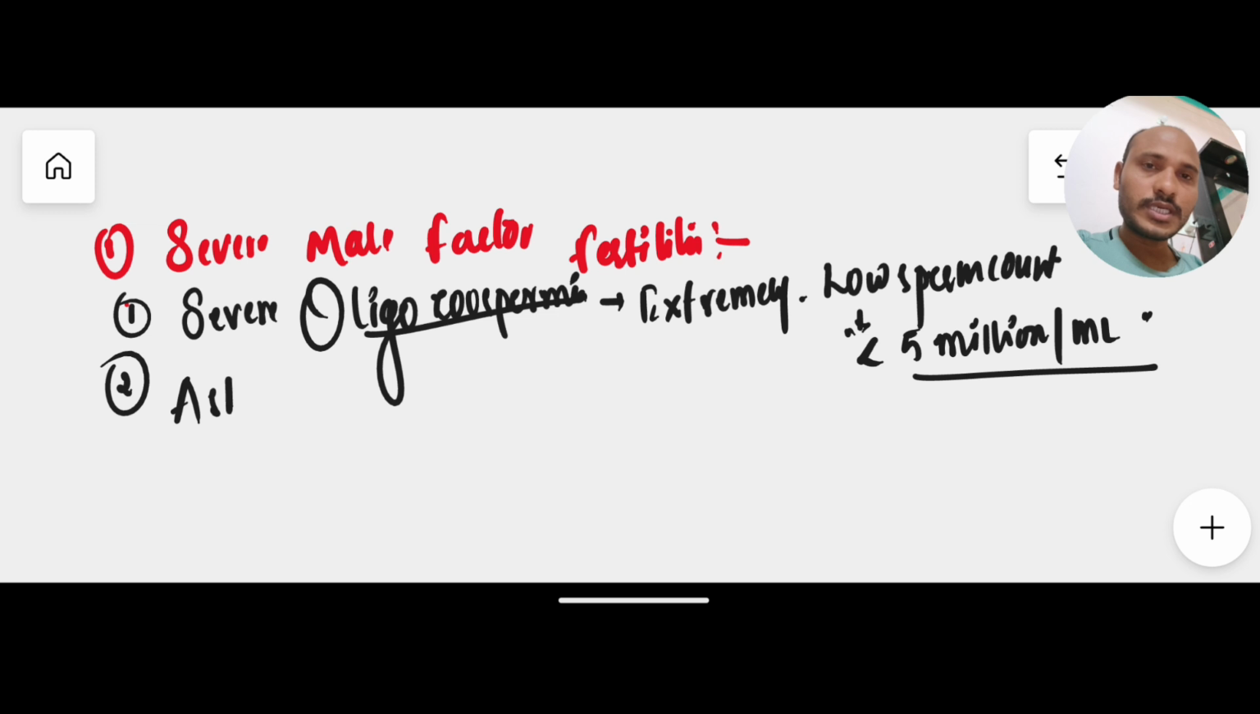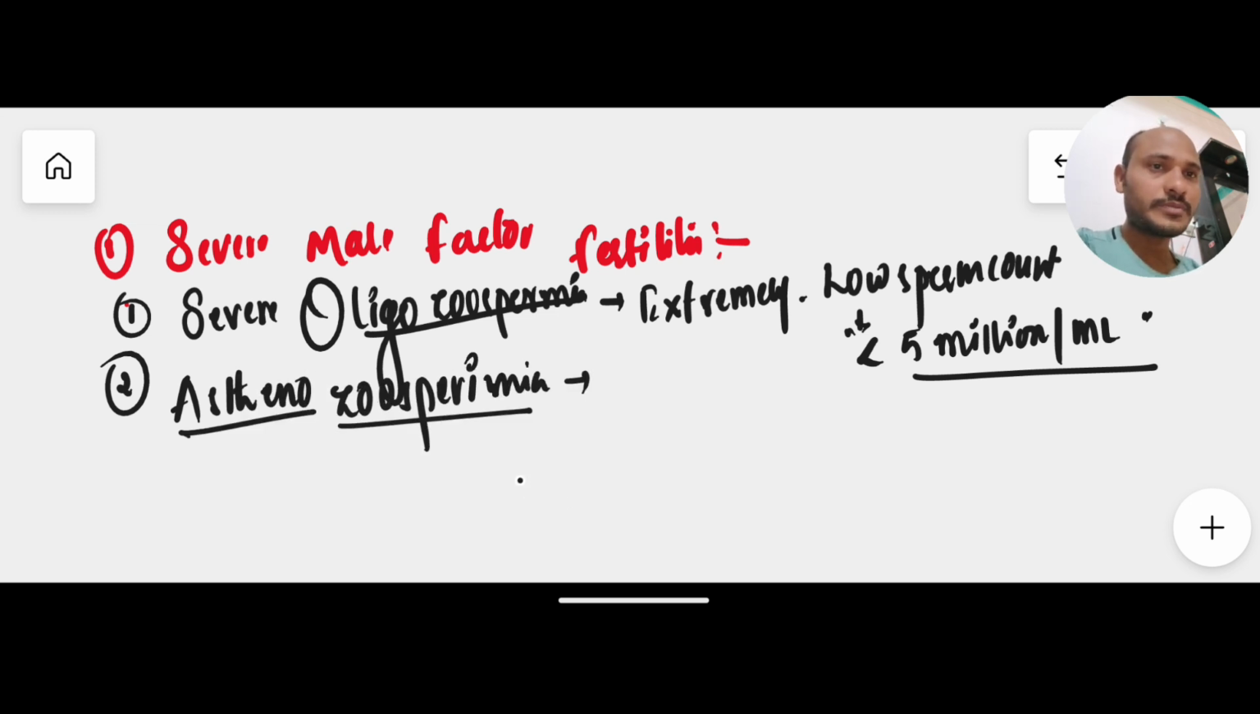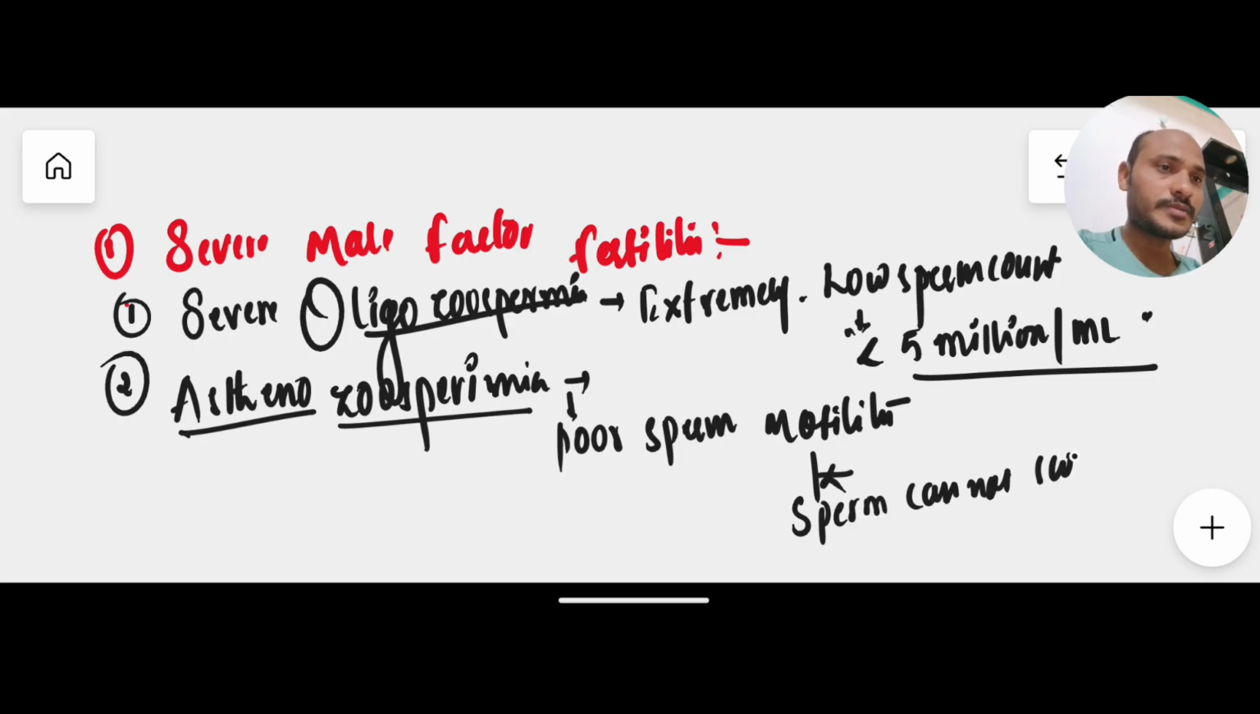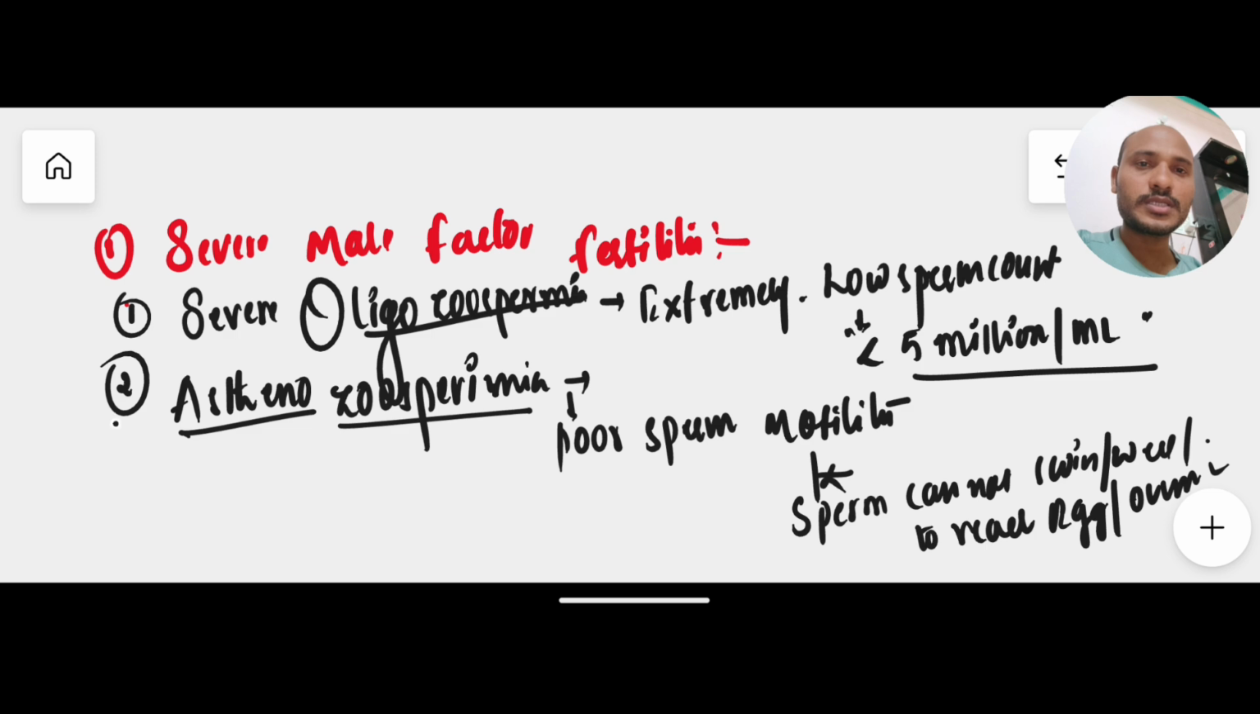Now coming to the second condition, asthenozoospermia. This factor also leads to severe male factor infertility. And what is asthenozoospermia? It means poor sperm motility, in which the sperm cannot swim or move well to reach the egg or ovum. This condition is called asthenozoospermia, and this is also one of the factors for severe male factor infertility.